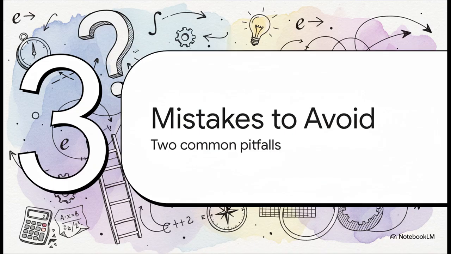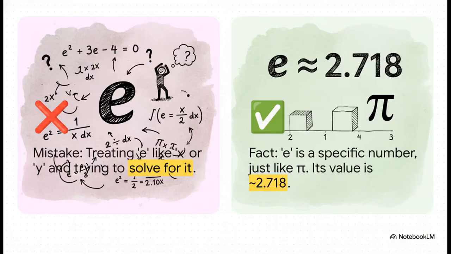Okay, before we get to the really cool real-world stuff, let's hit pause for a second. I want to talk about 2 super common mistakes people make with e. They're really easy to fall into, but trust me, they're even easier to avoid once you see them. This one right here is the big one. The number 1 mistake. You see the letter e, and your brain immediately wants to treat it like x or y, a variable you have to solve for. But you gotta fight that urge.